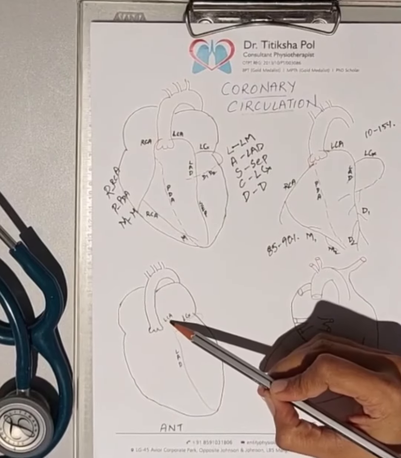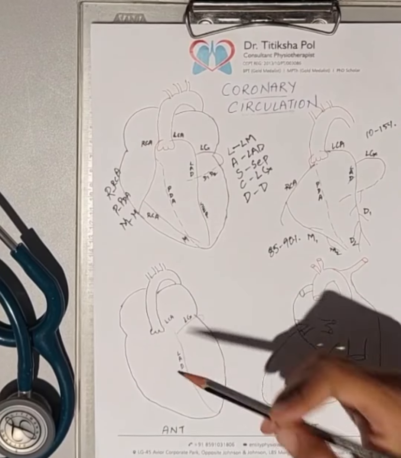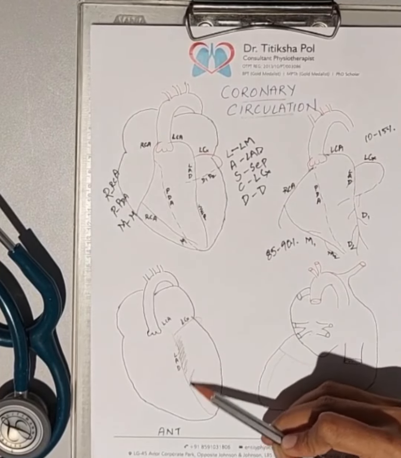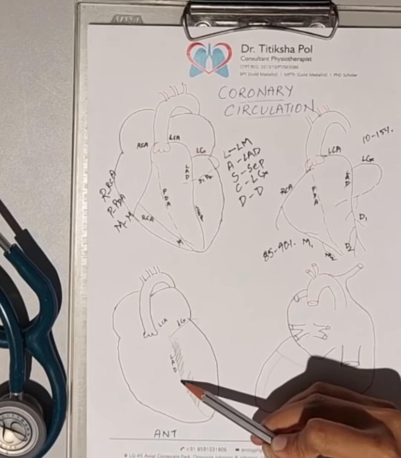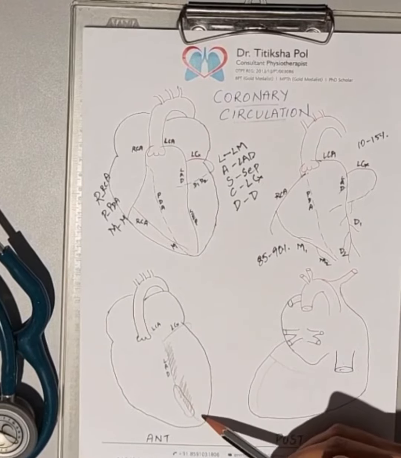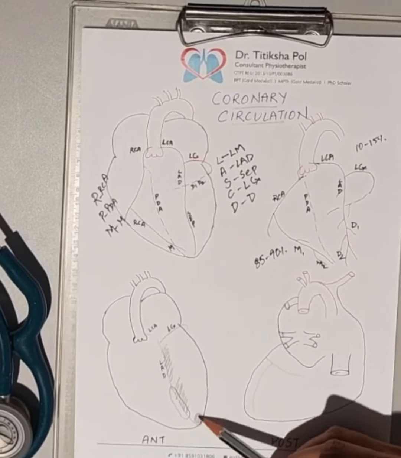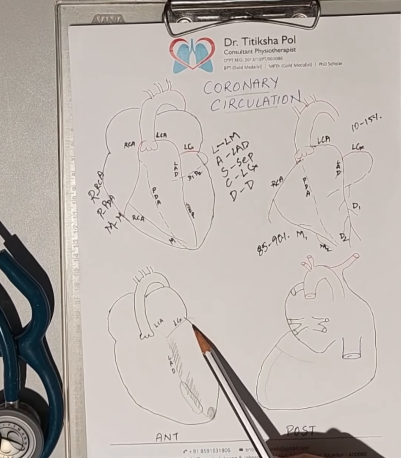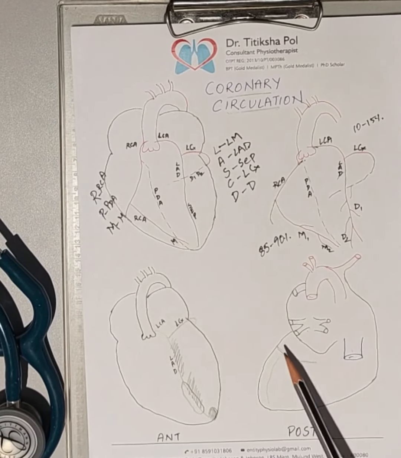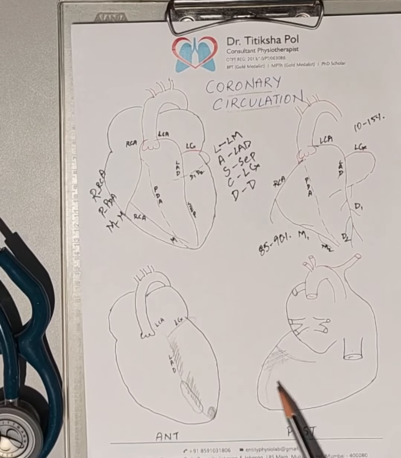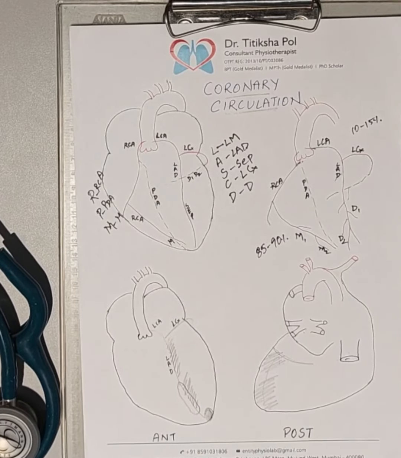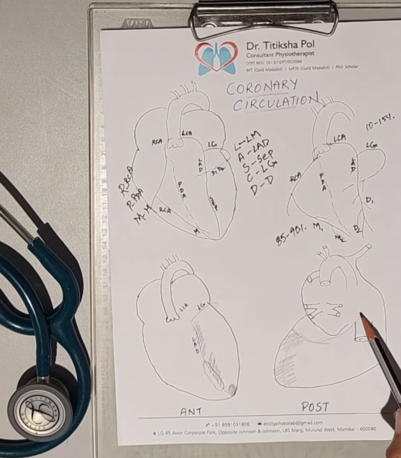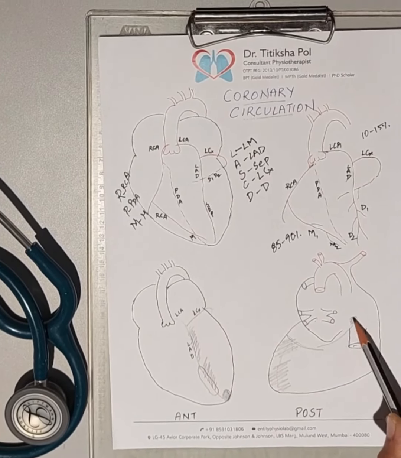The area of supply: the left anterior descending supplies the left atrium, the anterior part, the left ventricle, anterior part, the septum and the bundle branches, and 1/3 of the apex. The second branch is your left circumflex, which goes posteriorly. It supplies the posterior part of the left atrium, the posterior part of left ventricle. In few of them, the left circumflex gives a branch to the SA node.